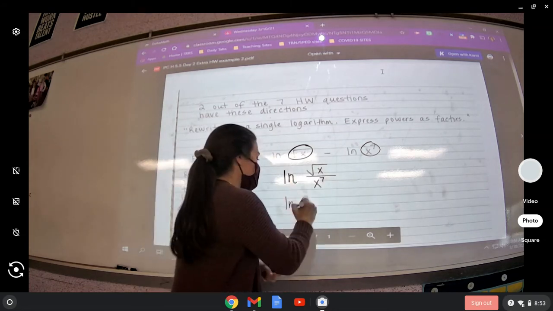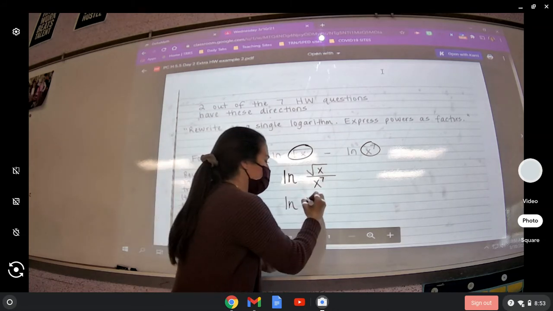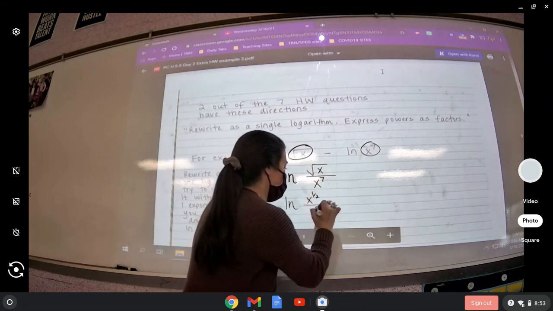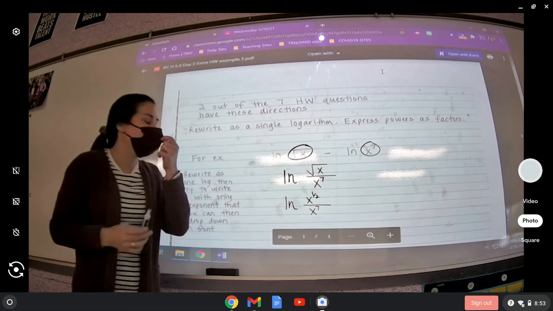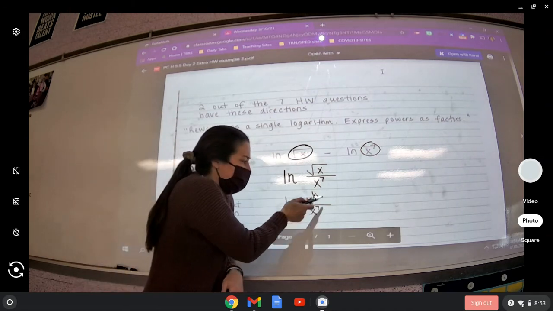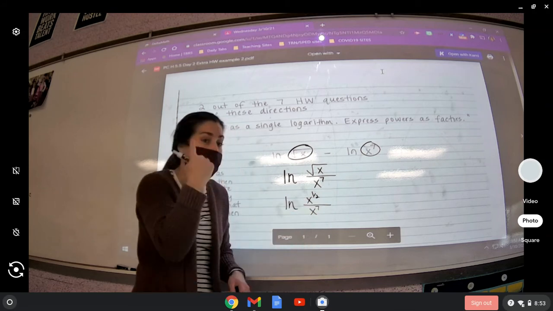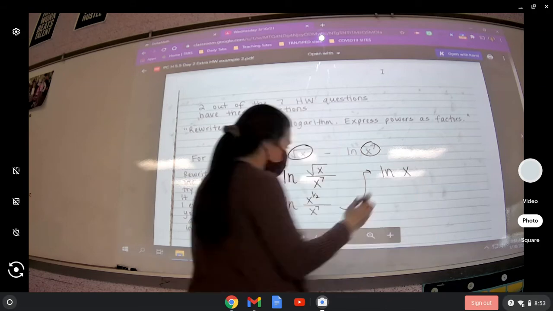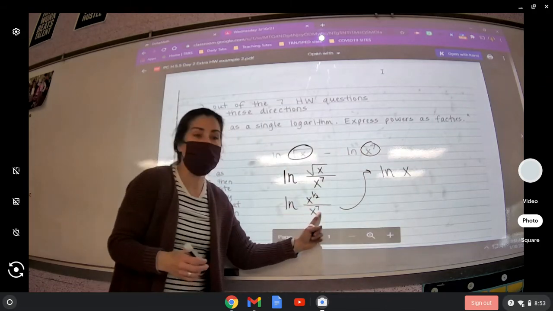So that means, really, the square root of x is x to the 1/2. Create an exponent out of that over x to the 7th. Well, guys, now I have a division problem, same base. I can subtract their exponents and make one exponent. So now this will become the natural log of x to the 1/2 minus 7.